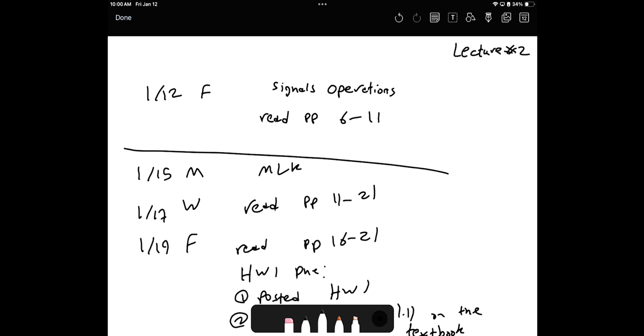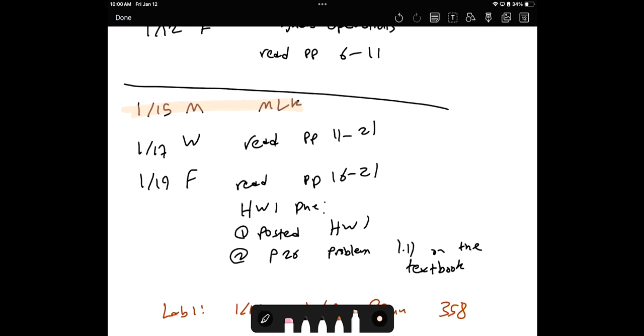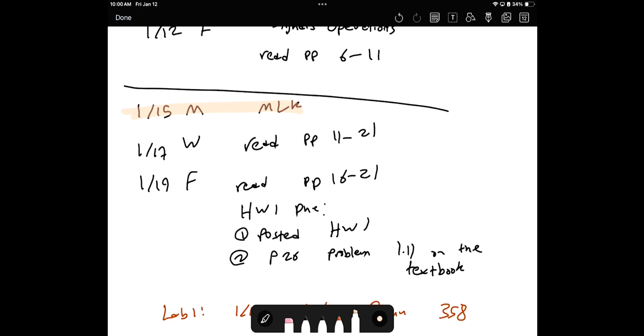So today is lecture number 2. Today we will go through signals and operations, and the readings are pages 6 to 11. As we know, on Monday it's going to be Martin Luther King holiday, so there will be no meeting. The next meeting will be on Wednesday, January 17th. The readings are pages 11 to 21. And on Friday, the reading is pages 16 to 21.